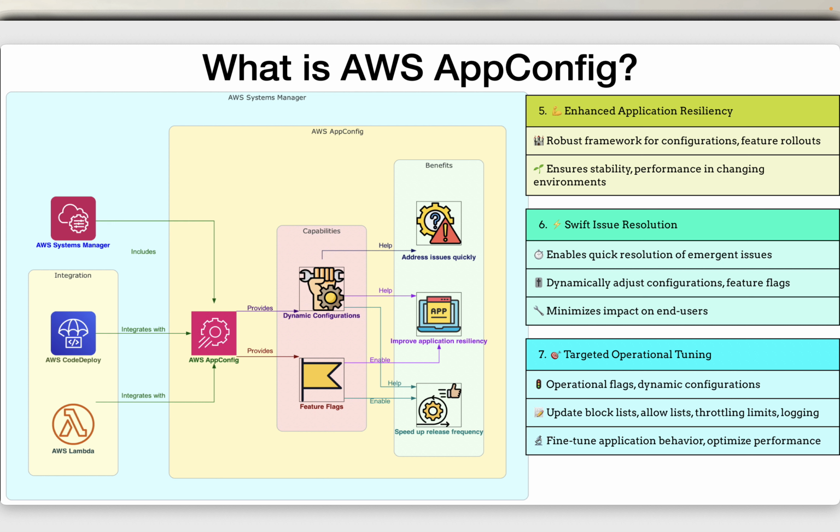AppConfig allows for targeted operational tuning through the use of operational flags and dynamic configurations. Teams can update block lists, allow lists, throttling limits, logging verbosity, and other parameters to fine-tune application behavior and optimize performance in real time.